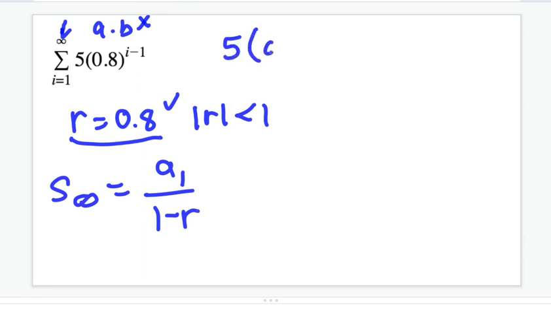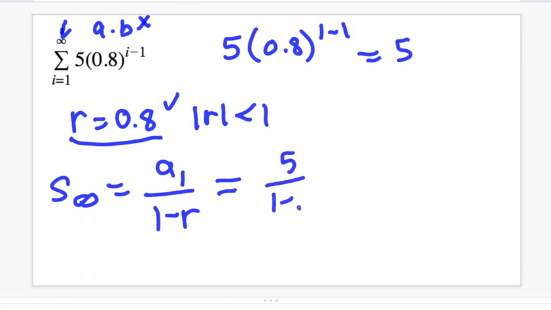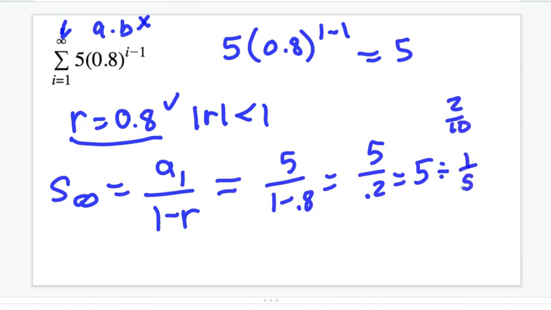So a1 is what I get when I plug in 1. Anything to the 0 power is 1, so I get 5. So this sum is going to be 5 divided by 1 minus 0.8. So 5 divided by 0.2, 5 divided by 2/10. 2/10 is the same thing as a fifth. So 5 divided by a fifth is 5 times 5 over 1, or 25. So if I added up all these numbers, I would get 25.